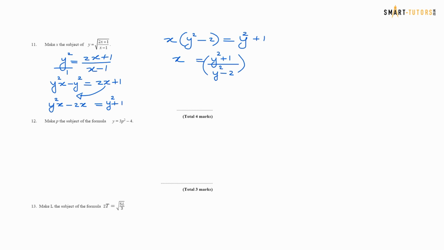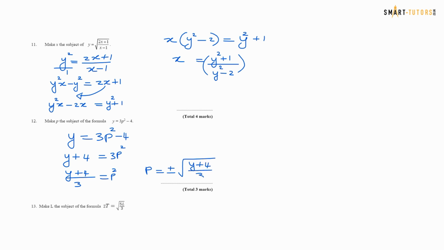Question number 12, make p the subject, so y equal 3p squared minus 4. So bring the minus 4 to the other side, so y plus 4 equal 3p squared. Divide by 3, so y plus 4 divided by 3 equal p squared. So p equal, there's no restriction saying p is positive, so you have to put plus or minus square root of y plus 4 over 3.